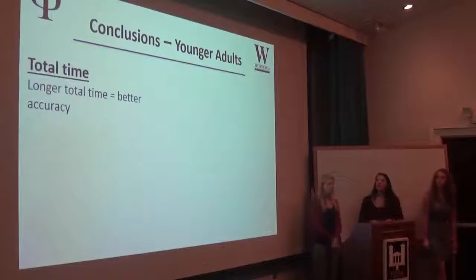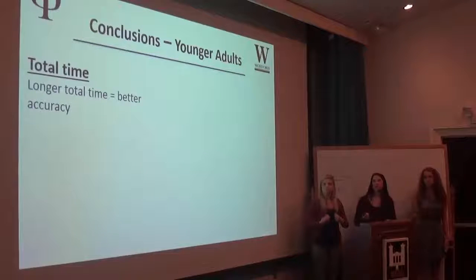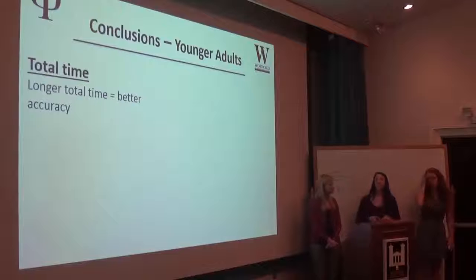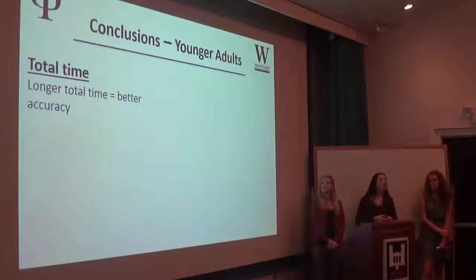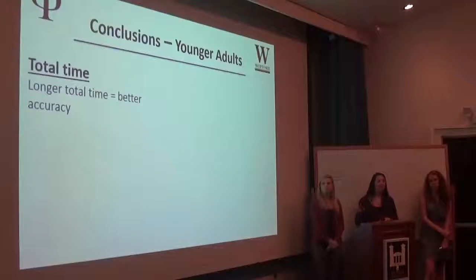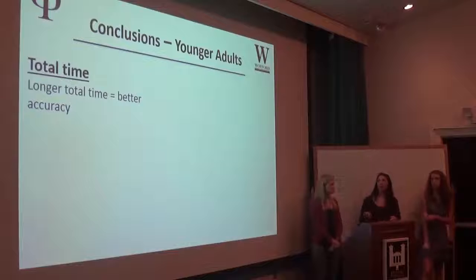And so we concluded for total time for the younger adults that the longer the total time, the better the accuracy. We think this is because the participants had more total time, so they were able to process and make decisions. And connecting back to the model that we showed you earlier, they were able to retrieve the stimuli from their region of direct access and bring it back into their focus of attention. And they had more time to do that in comparison to the shorter total time group.